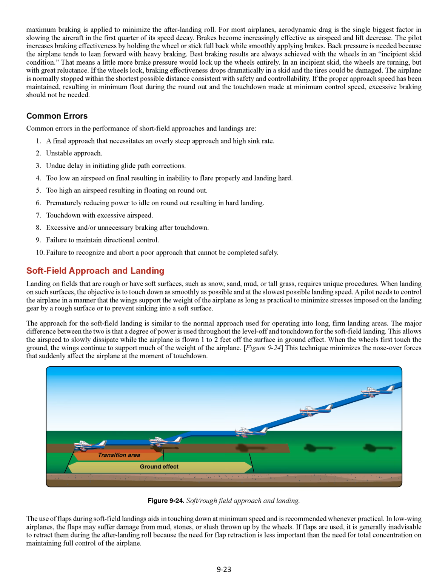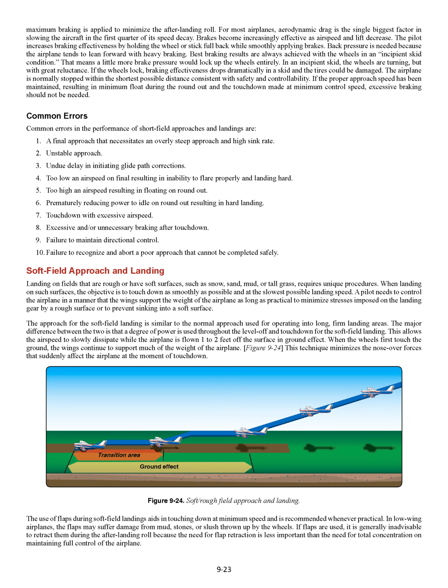The approach for the soft field landing is similar to the normal approach used for operating into long, firm landing areas. The major difference between the two is that a degree of power is used throughout the level off and touchdown for the soft field landing. This allows the airspeed to slowly dissipate while the airplane is flown 1 to 2 feet off the surface in ground effect. When the wheels first touch the ground, the wings continue to support much of the weight of the airplane. This technique minimizes the nose-over forces that suddenly affect the airplane at the moment of touchdown.